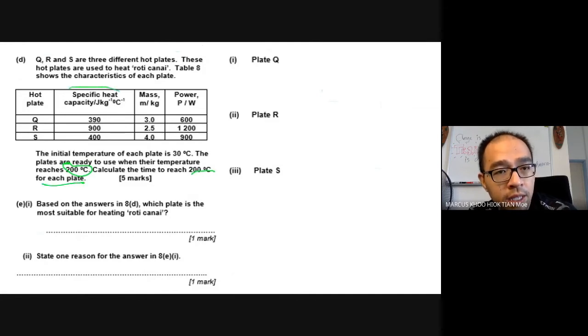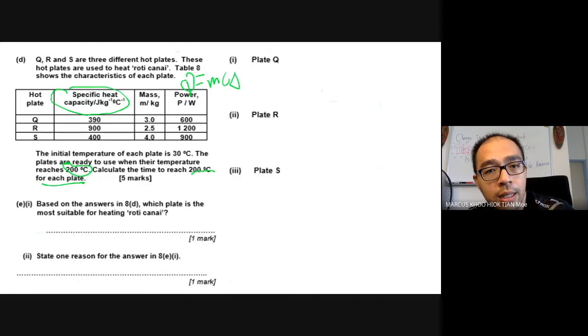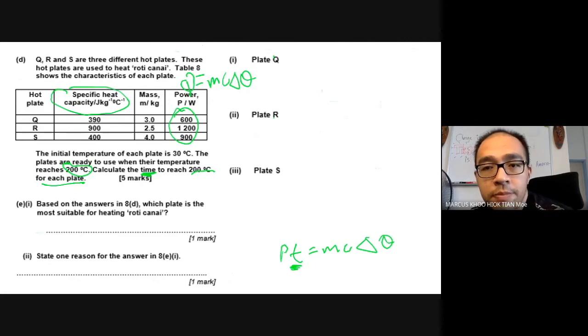Now, this is specific heat capacity. So totally nothing to do with latent heat. But let's consider this. Q equals mc delta theta. But you have the power over here. You need to calculate the time. So we are talking about Pt equals mc delta theta for each case. Calculate the time. Can I have the three people that got the wrong answer just now to answer this, please? Ari, Iril, and Meryl.